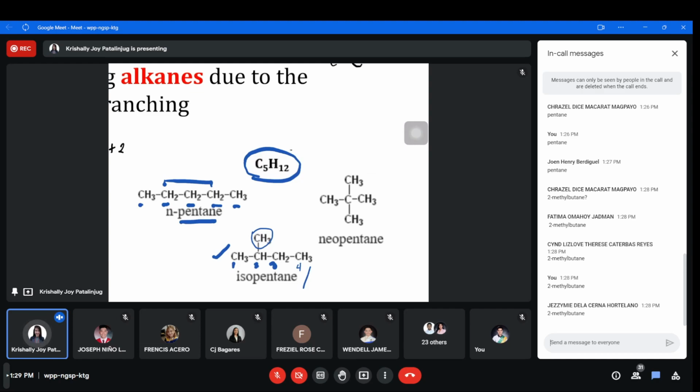Now, for neopentane, what is its other name, or the systematic name of neopentane? Please type it in. Just look at the structure. This is just an alkane. So find the longest chain and then identify the substituent. The parent is propane. So identify the substituents. You have 2 substituents at carbon 2.